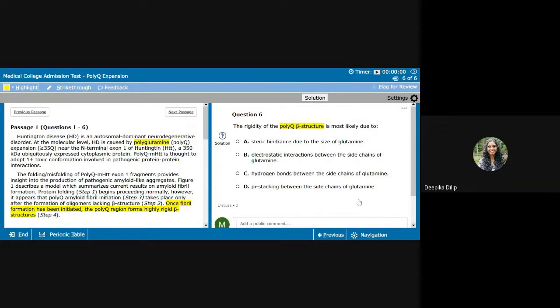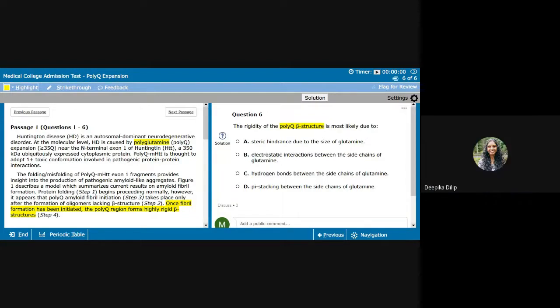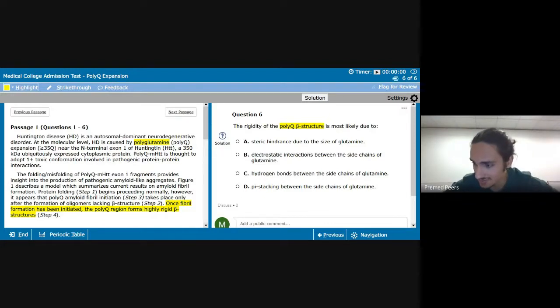The rigidity. So B is not true because no ion, nothing's charged. Okay. Let me ask you a question. What is our guide? What is our prediction for answering this question? We have to look at the structure of glutamine and see what the strongest intermolecular forces are, right? It is something about glutamine, right? Right. Which of these answer choices best talk about glutamine?